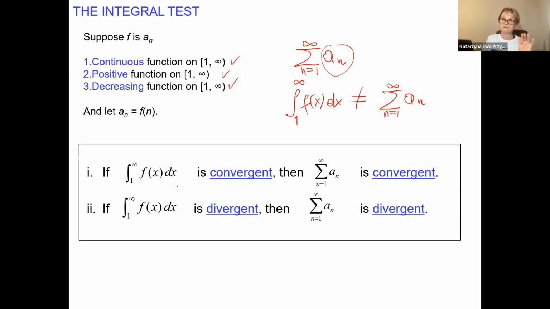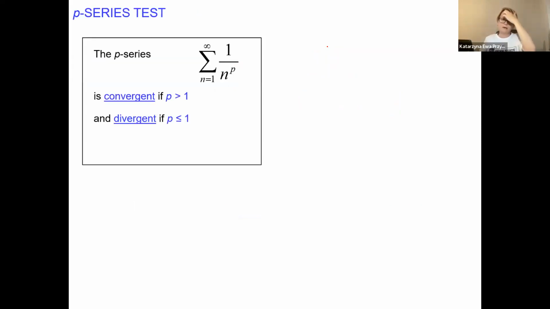Okay, that's the integral test. We will use it, especially if the formula looks attractive for integration, and you have practice from integration. If I know how to integrate, I can integrate and get the answer. Then you can say, if the integral converges, the series converges. So that's the first test that we will possibly use.